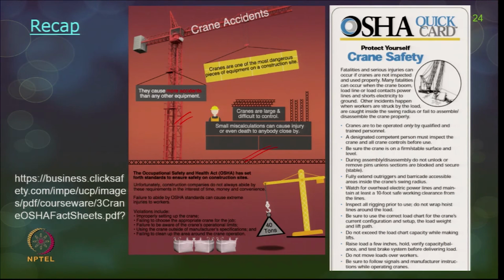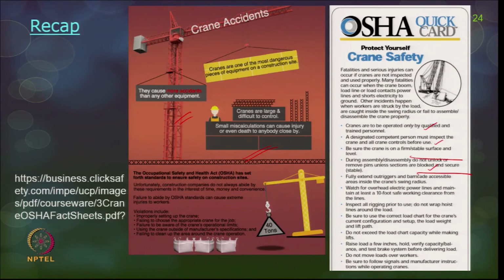Cranes are to be operated only by qualified and trained personnel. A designated competent person must inspect the crane and all crane controls before use. Be sure the crane is on a firm or stable surface and level. During disassembly, do not unlock or remove pins unless sections are blocked and secured stable. Assembly and disassembly operations and safety I have not covered in this lecture. There are many other issues which I haven't covered, and if you want to understand crane safety completely, there is a lot of material available in the public domain.